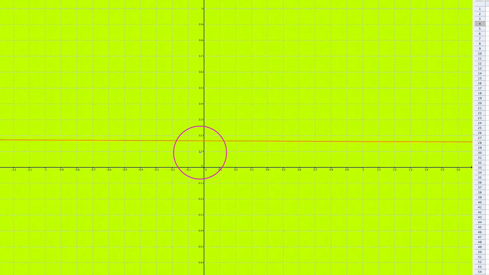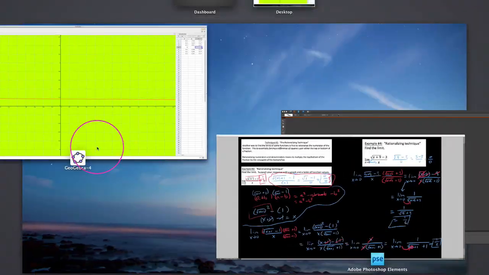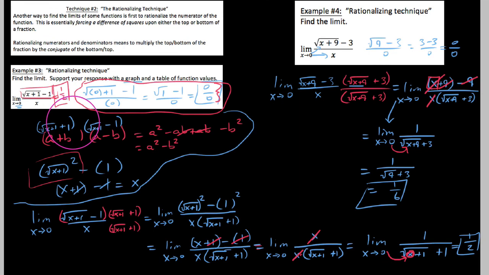So this rationalization technique is very, very nifty when we're dealing with instances that dividing out doesn't work, but we still wind up with indeterminate form.